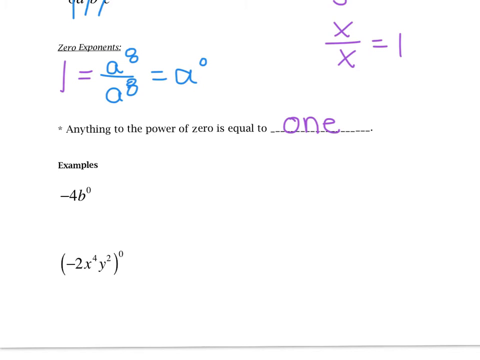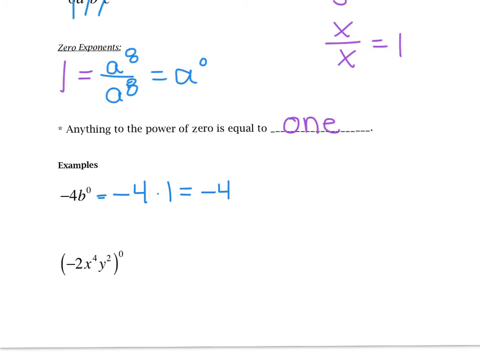But in this one, because this is all in parentheses, you're taking this whole thing and raising it to the power of 0. Okay, that's going to make a difference in our problem. Because this first one is really now saying negative 4 times what? B to the 0 is equal to 1, and then that would just be negative 4.